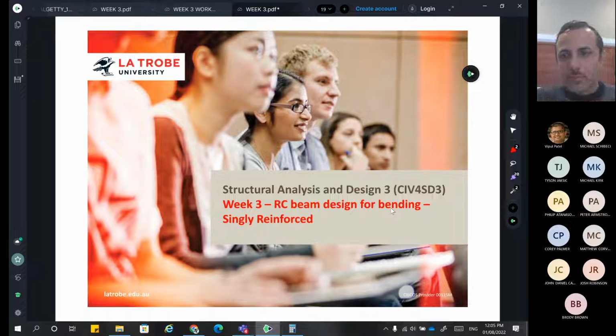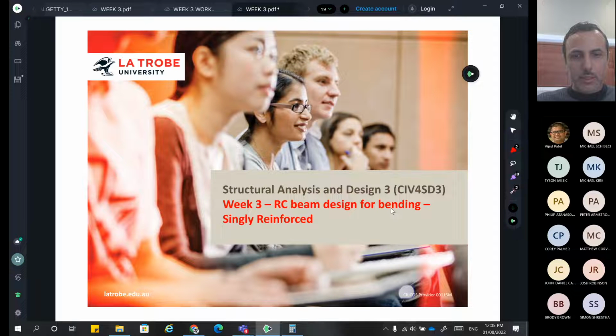Okay, good afternoon, students. I hope you're having a good start with week 3. And as promised, from this week we will get you into the process of finding the strength of reinforced concrete beams, which is one of the key things designers need to figure out.